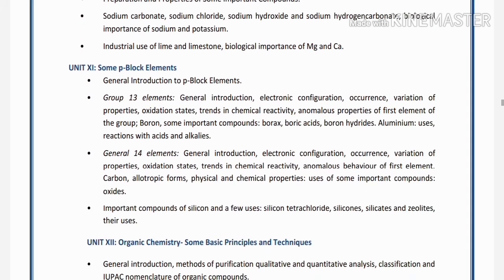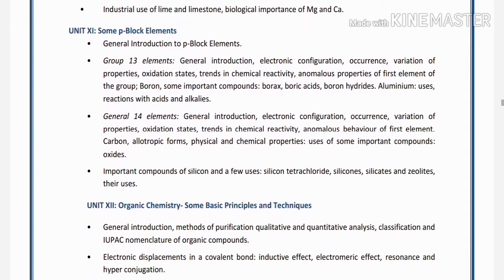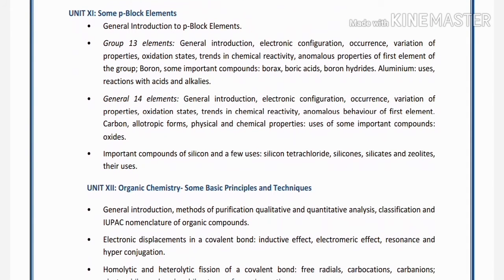Unit 11, some p-block elements. General introduction to p-block elements. Group 13 elements, general introduction, electronic configuration, occurrence, variation of properties, oxidation states, trends in chemical reactivity, anomalous properties of first element of the group, boron, some important compounds: borax, boric acids, boron hydrides. Aluminium, uses, reactions with acids and alkalis.